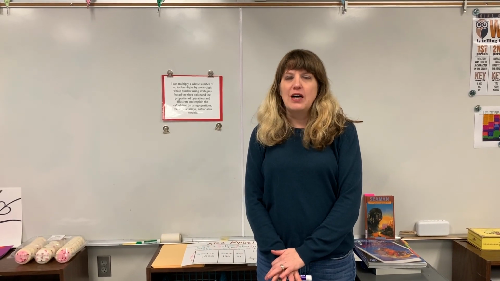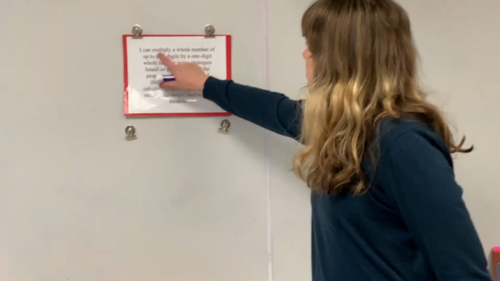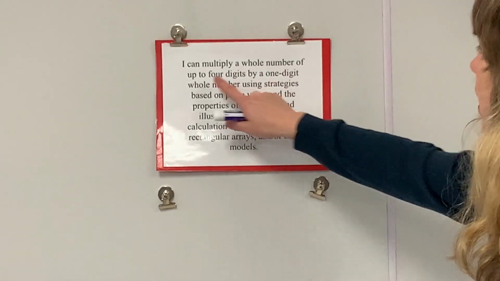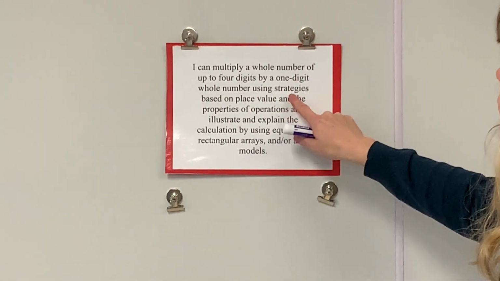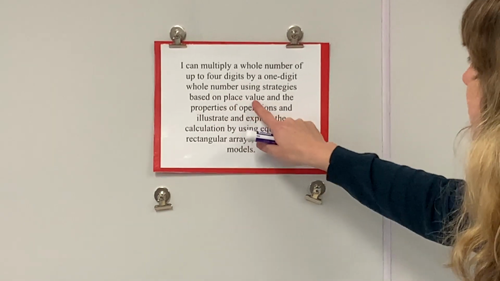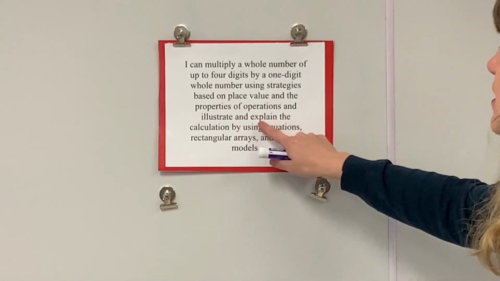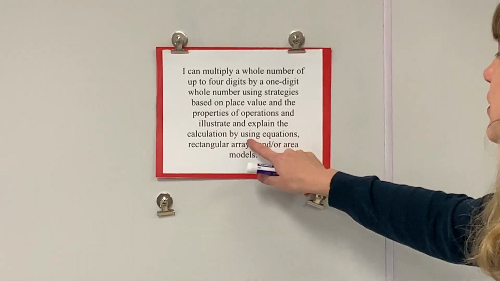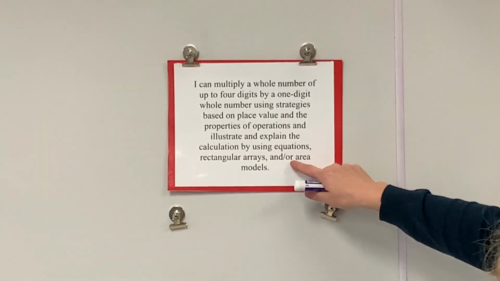Hi, I'm Jenny Hess, teacher of fourth grade, and I want to talk about the strategies that we're using in our fourth grade classroom to meet the Common Core State Standard. I can multiply a whole number of up to 4 digits by a 1-digit whole number using strategies based on place value and the properties of operation, and illustrate and explain the calculation by using equations, rectangular arrays, and/or area models.